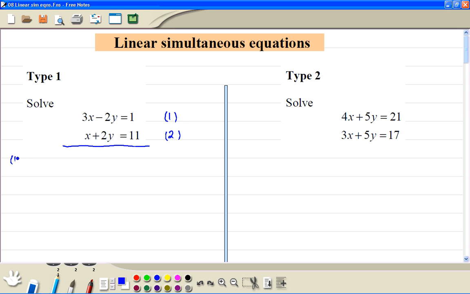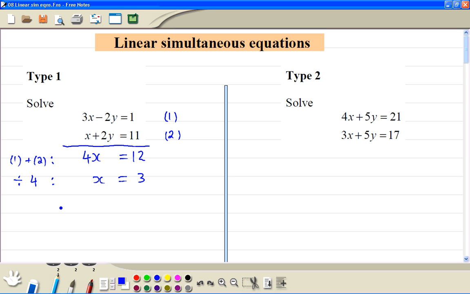So we say equation 1 plus equation 2 give us 3x plus 1x is 4x. Minus 2y plus 2y is eliminated, so we get nothing. And 1 plus 11 we get 12. Now if we divide both sides by 4, so we get x equal to 3.